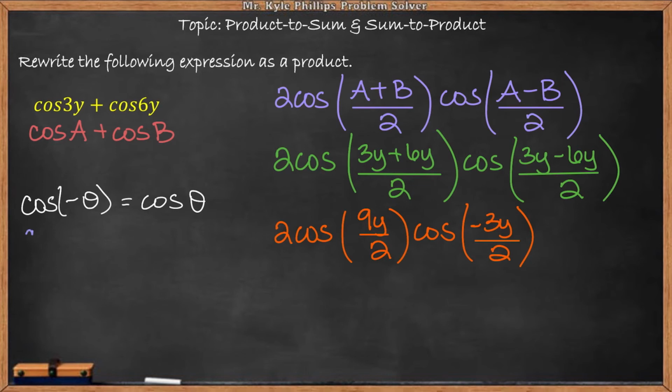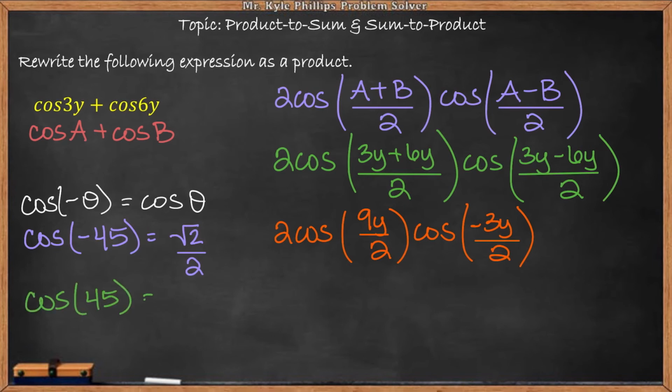What if I had cosine of negative 45 degrees? Well, cosine of negative 45 degrees is root 2 over 2. Now, let's see what happens if I do cosine of positive 45 degrees. This is still root 2 over 2. So the angle being negative with cosine does not affect the outcome of the solution. That's what this means. Cosine of negative theta is cosine of theta. Cosine of any negative angle is the exact same thing as cosine of the positive angle.